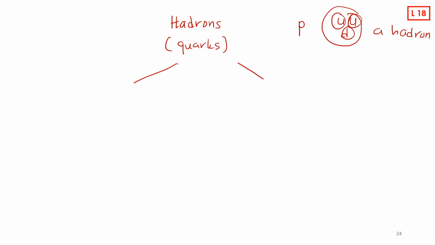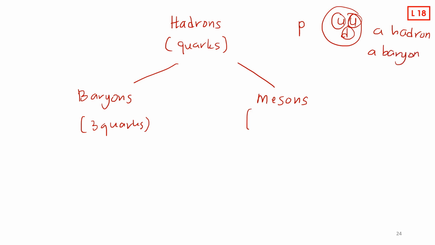Hadrons can be divided into 2, baryons and mesons. A baryon is a type of particle that consists of 3 quarks. So you guessed it, the proton is also a baryon. Mesons are particles that comprise 2 quarks, but there is a condition. Those 2 quarks have to be a quark and an antiquark.